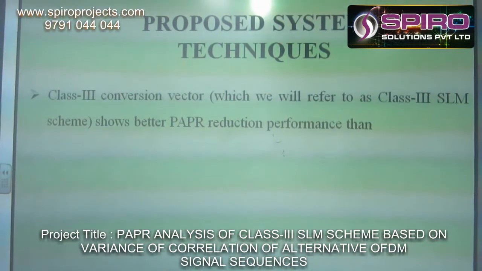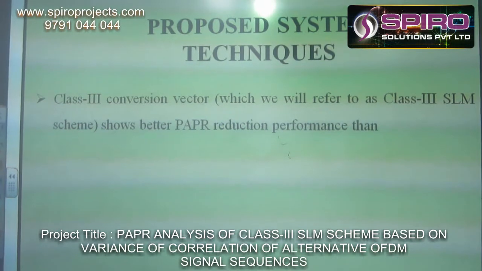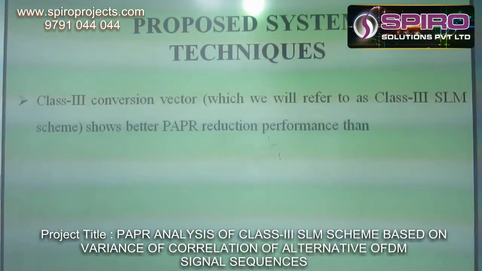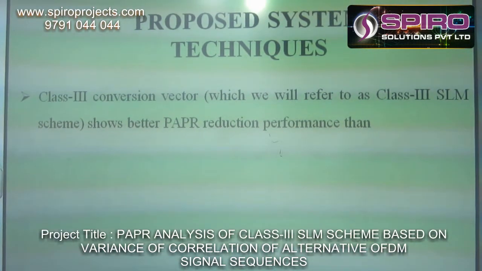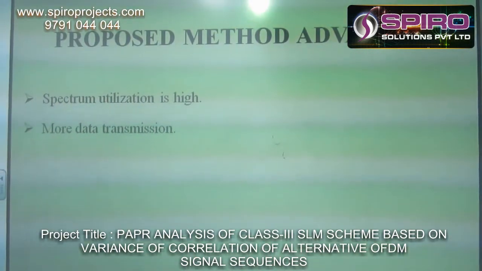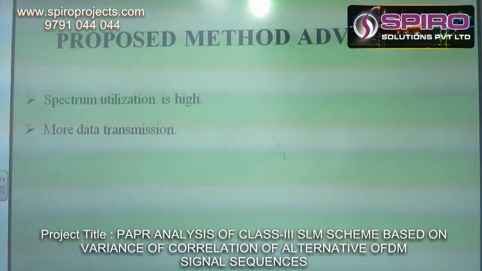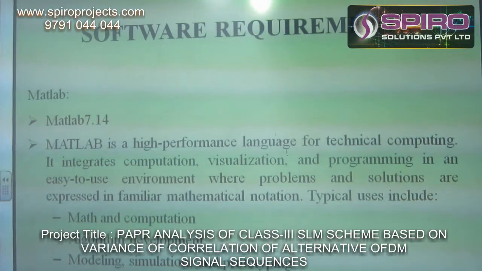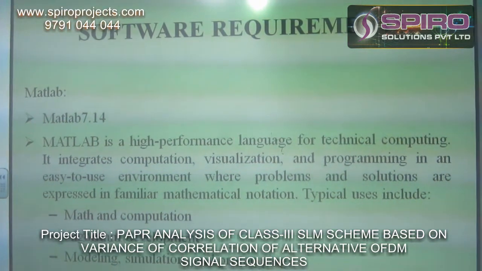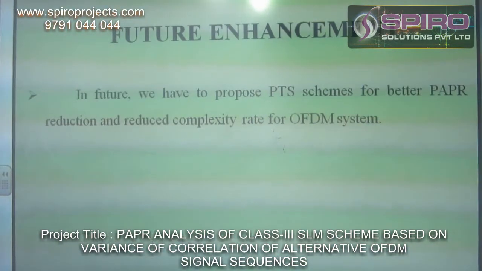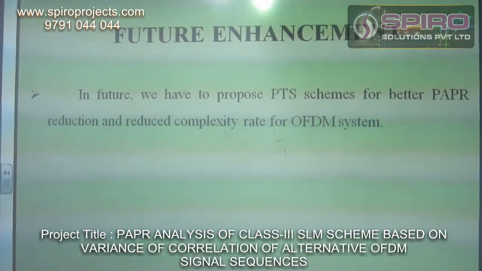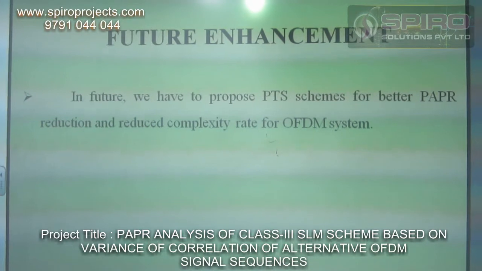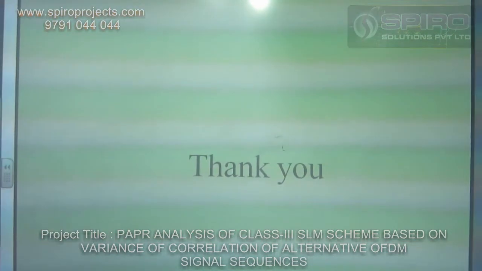Proposed system technique: class 3 conversion vector, which we will refer to as class 3 SLM scheme, shows better PAPR reduction performance than the existing system. Proposed method advantages: spectrum utilization is very high and more data transmission is achieved. Software requirement for this project is MATLAB 7.14. For future enhancement, we propose the PTS scheme for better PAPR reduction and reduced complexity rate for OFDM systems.